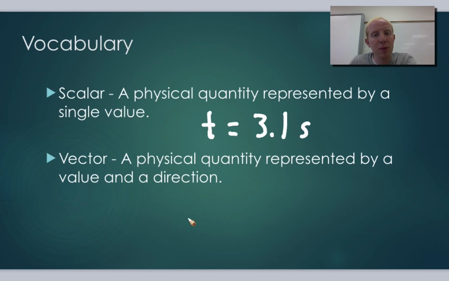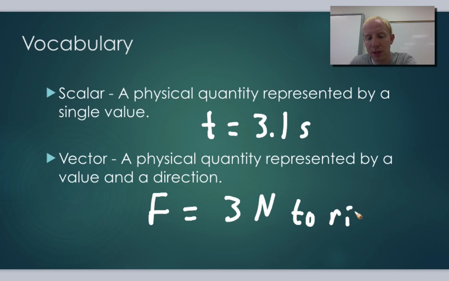With vectors, we need to be more specific because now we have a direction that's involved as well. For example, you may need to specify a force, which is measured in newtons. So the force is equal to 3 newtons, and we may need to say it's to the right, or to the east, or to whatever direction it may be.